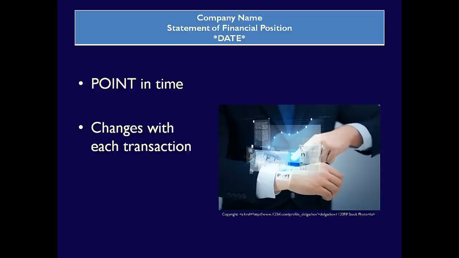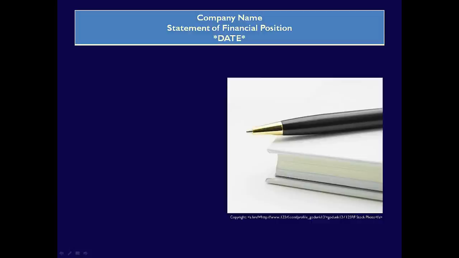For example, if you have $10 in your pocket and then you buy a Timmy's, your financial position has changed. That's why the statement of financial position is a snapshot, 1 second in time. The title of the statement reflects that. In this demonstration video, I've followed the common North American practice of listing current items before non-current items. This is called order of liquidity.